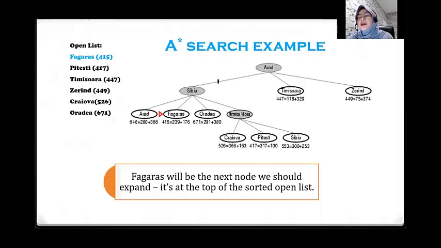Previously we visited Arad, Sibiu, Rimnicu. So when we open the list and sort all the other cities that we have, the path that we have traveled, we find out that Fagaras is the shortest path. So we move up again here. Fagaras will be the next node. We should expand it at the top of the sorted open list.